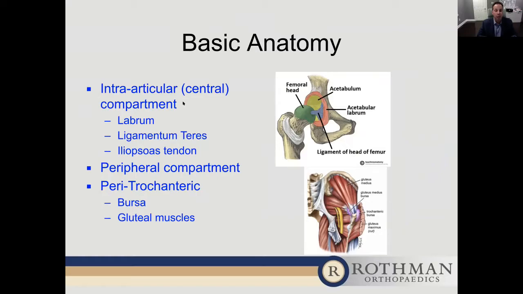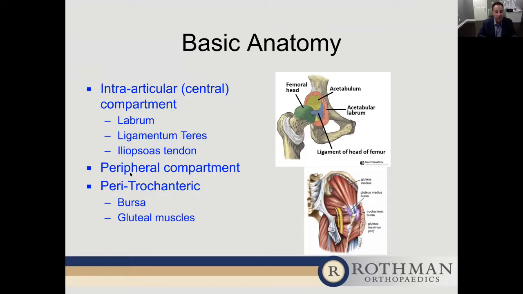The hip is broken down into an intra-articular or central compartment, which is right here, between the ball and the socket. The ball is called the femoral head. The socket is called the acetabulum or vinegar cup. There's a labrum, which is a gasket around the socket of the hip, around the acetabulum. And there's also iliopsoas, which is a tendon that comes down and flexes the hip and is a very strong hip flexor.